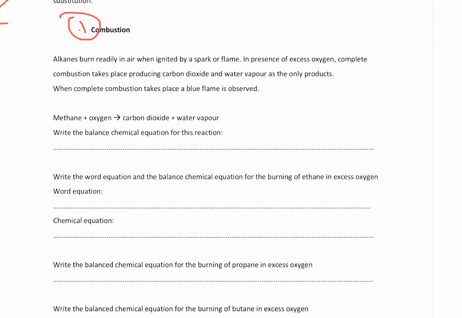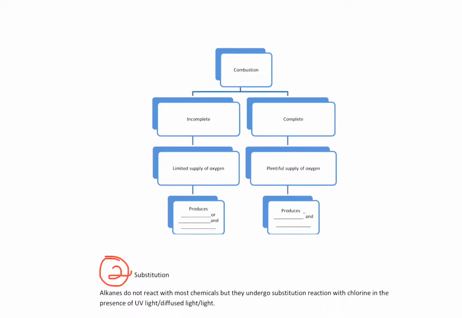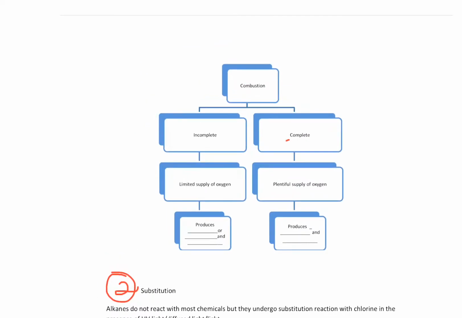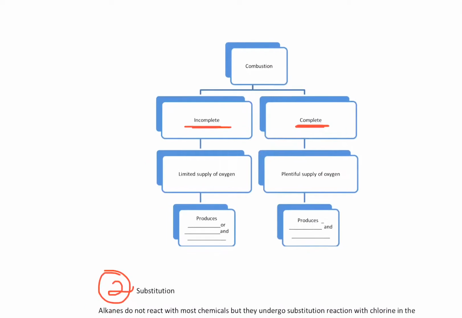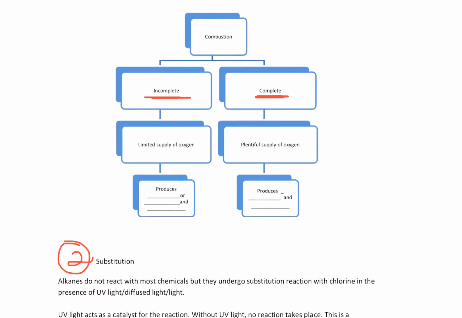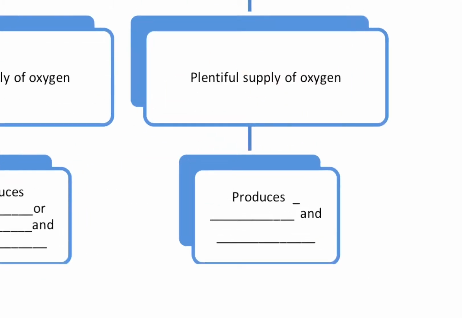Now, there's actually 2 types of combustion. There is complete combustion and incomplete combustion. During complete combustion, there is a plentiful supply of oxygen, which is given to the alkane. And during complete combustion, carbon dioxide and water vapor are produced as the products. So that's the only 2 products from complete combustion.